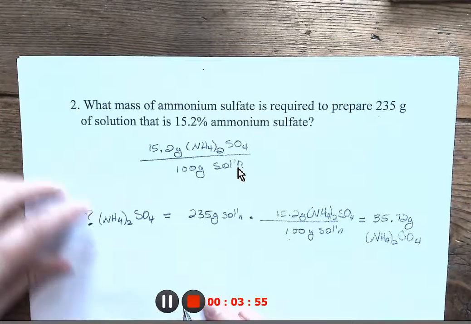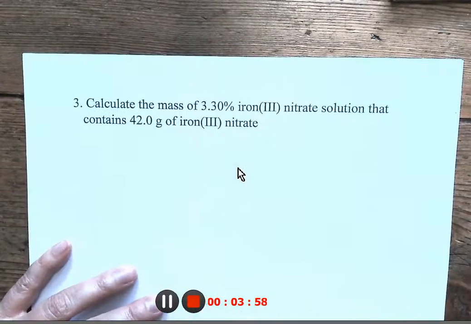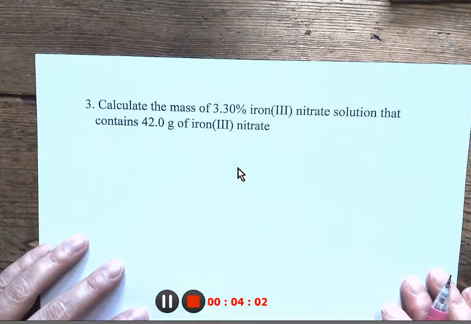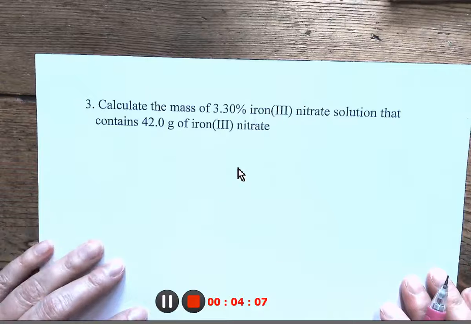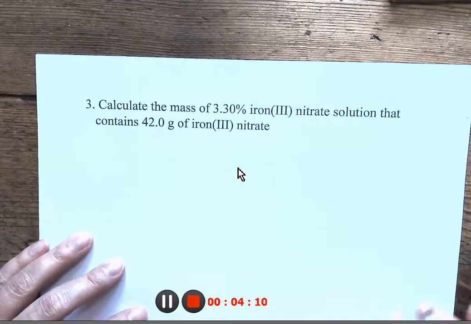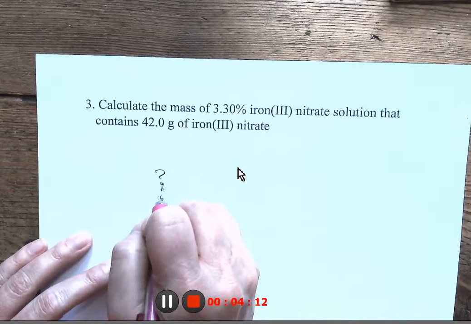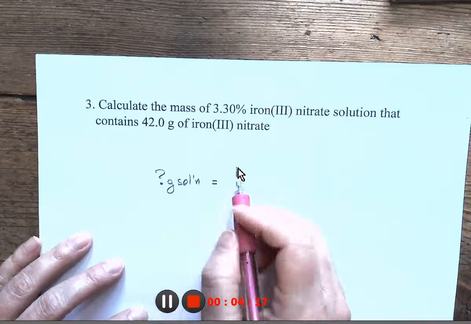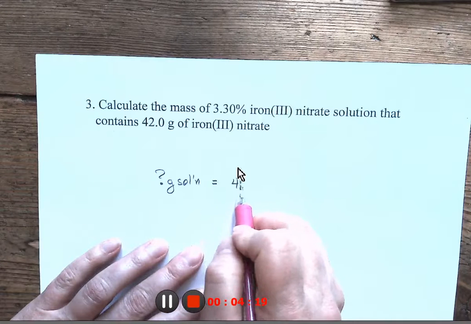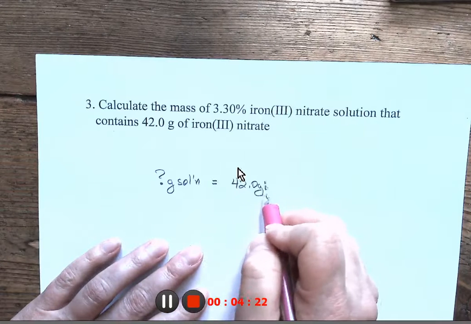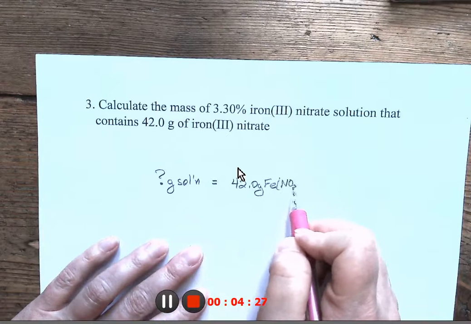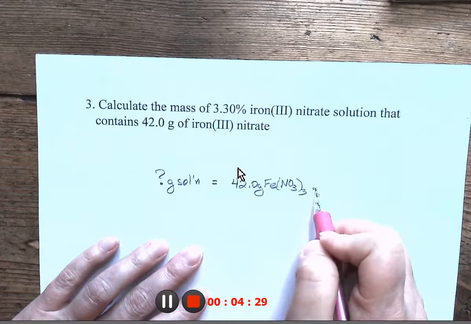Alright, let's do this next one. Calculate the mass of a 3.30% iron(III) nitrate solution that contains 42 grams of iron(III) nitrate. So we're trying to find the mass of solution, given the mass of solute.